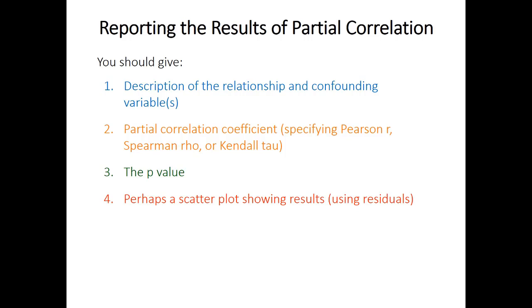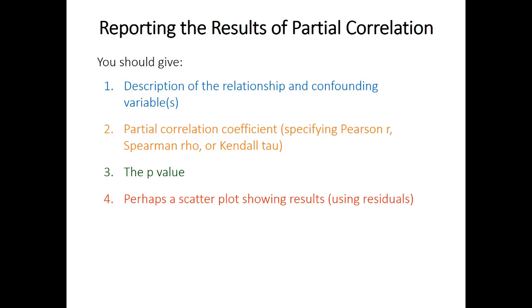Beyond that, you should, of course, report the partial or semi-partial correlation coefficient. Make sure you say which one you used and whether it's the Pearson R, Spearman's rho, Kendall's tau. The correlation coefficient itself is very important because it tells you about the strength of the actual relationship. Of course, you actually report the p-value too. That is sort of the statistical significance, which goes kind of in tandem with the strength of the actual relationship.